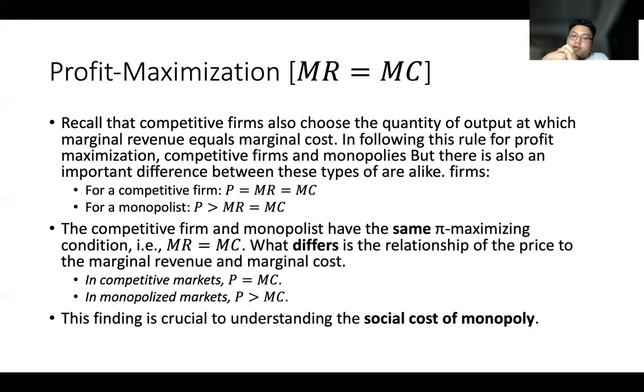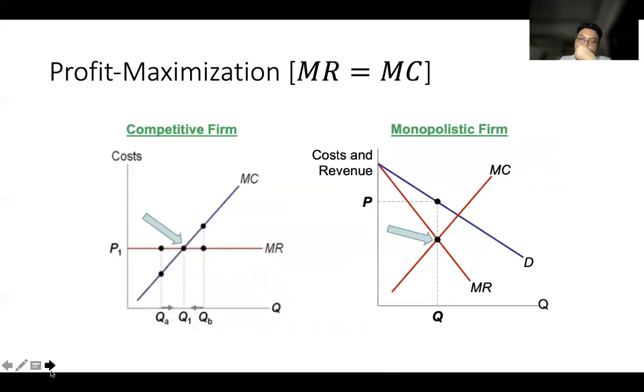So the competitive firm and monopolist have the same condition at which profit is maximized. That's at MR equals MC. What differs is the relationship of the price to the marginal revenue and cost. This is crucial, so always remember this for understanding the social cost of monopoly. We'll look at this in greater detail later on.